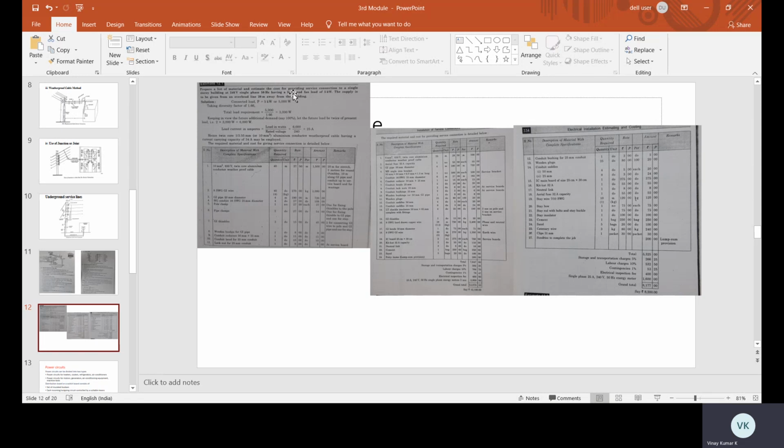So we just need to calculate the total length, total load current and length of the cable. Those are the only things that we are going to calculate here. The remaining things are all things which you people have to remember previously. That is, what are the other things?